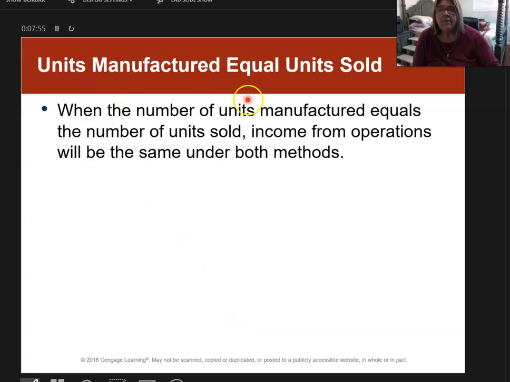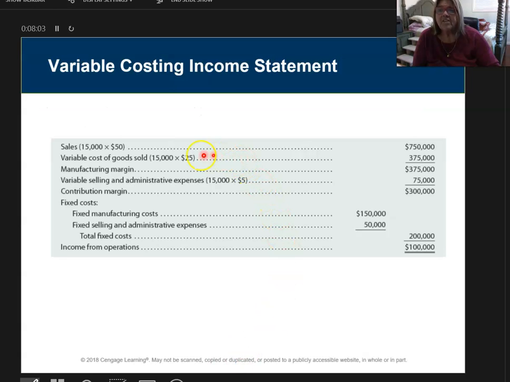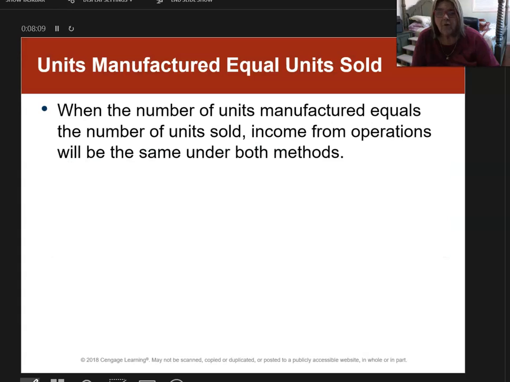When units manufactured equal units sold, income from operations will be the same. What that's saying is, this is showing that I made 15,000 and I sold 15,000. So here is the first concept to remember. Units manufactured equal units sold. Income from operations will be exactly the same under both methods.